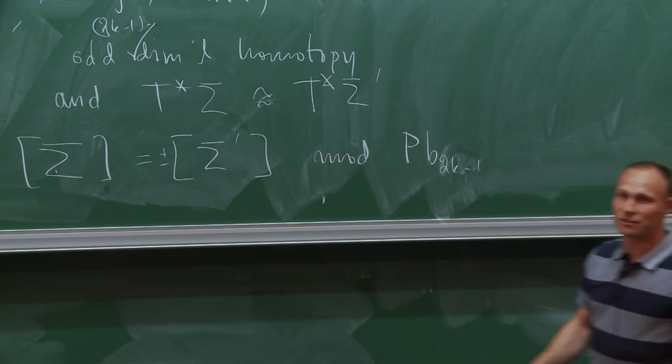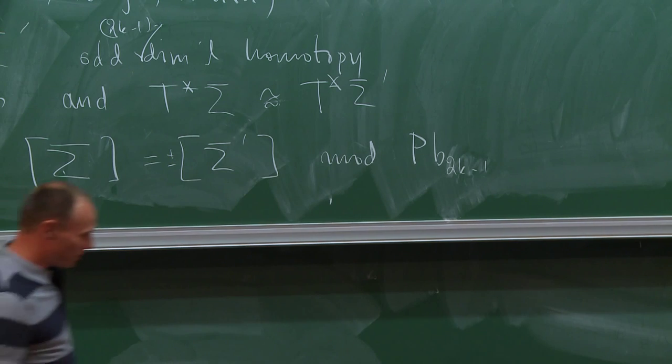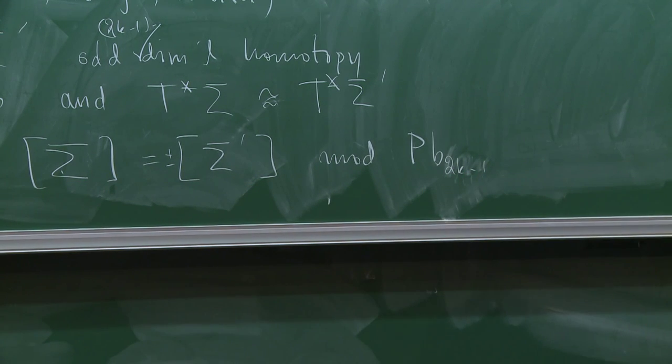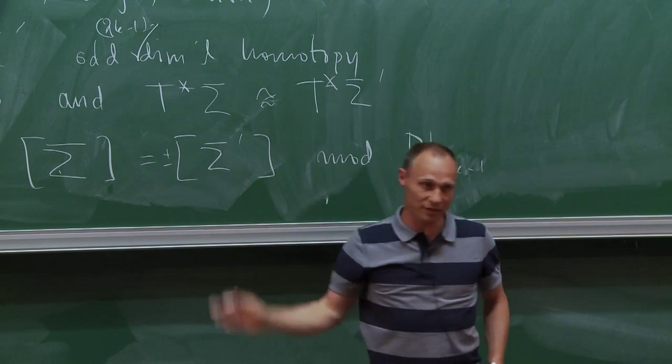Which corresponds to changing the orientation of sigma. So this is not so serious. Okay, anyway, this theorem tells you that in fact the symplectic geometry of the cotangent bundle is pretty sensitive.